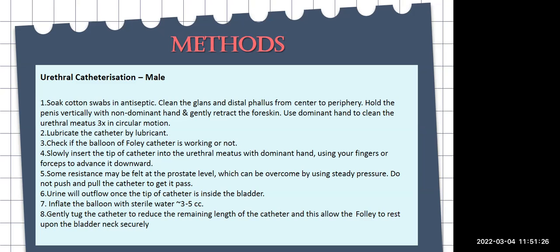However, along the way, if you feel any resistance, it can be at the level of the prostate, which can be overcome by using steady pressure. Do not push or pull the catheter to get it past. Once it is inside the bladder, there will be urine outflow. Then inflate the balloon with sterile water, 3 to 5 cc, and gently tuck the catheter to reduce the remaining length, which will allow the Foley catheter to rest upon the bladder neck securely. Next.